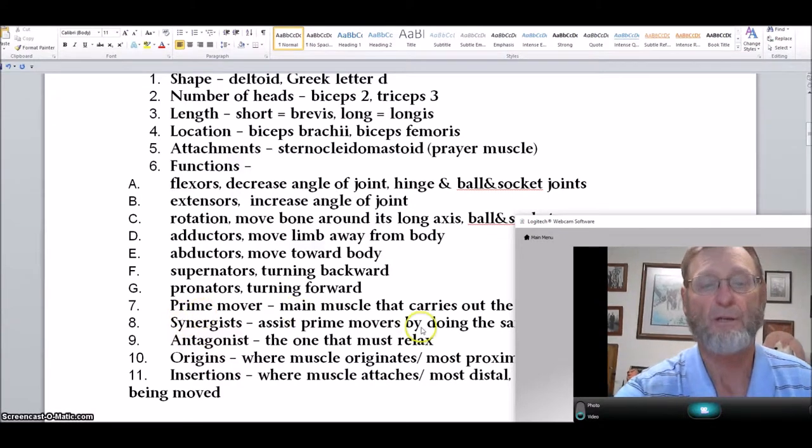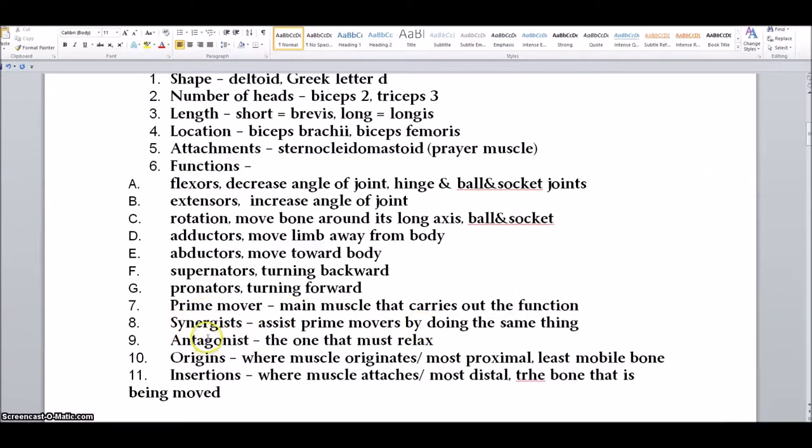Some muscles are prime movers, and they are the main muscles, and others are synergists and antagonists, one that has to relax. So if the biceps brachii are the prime movers that flex your arm, the antagonists are the triceps brachii that have to relax to allow that to happen. And vice versa, when the triceps are the prime mover, then the biceps are the antagonist and have to relax. And again, origins are where muscle originates, the most proximal, least mobile bone. And the insertions are where muscle attaches, the most distal, the bone that is being moved.